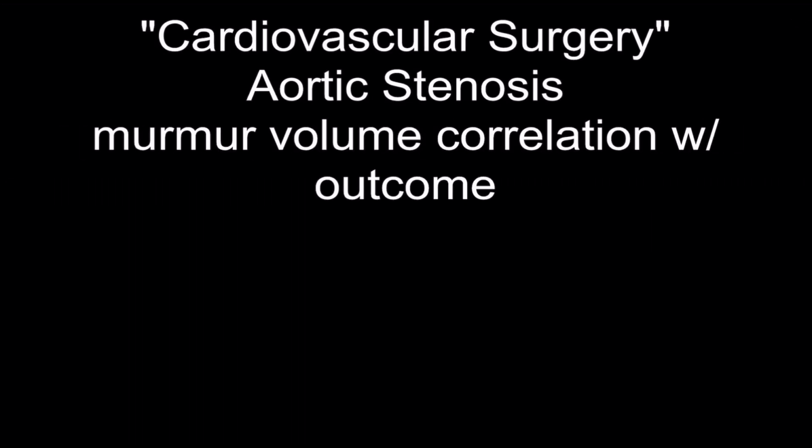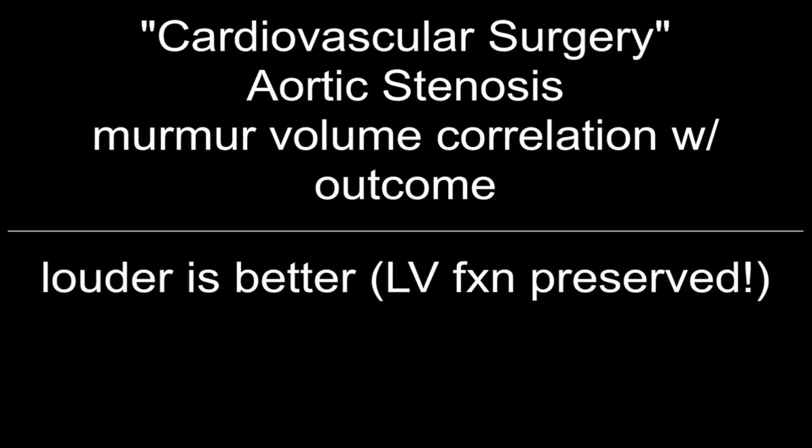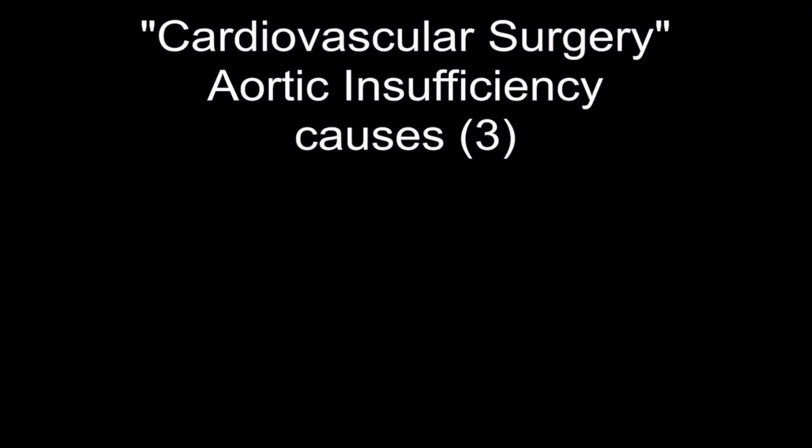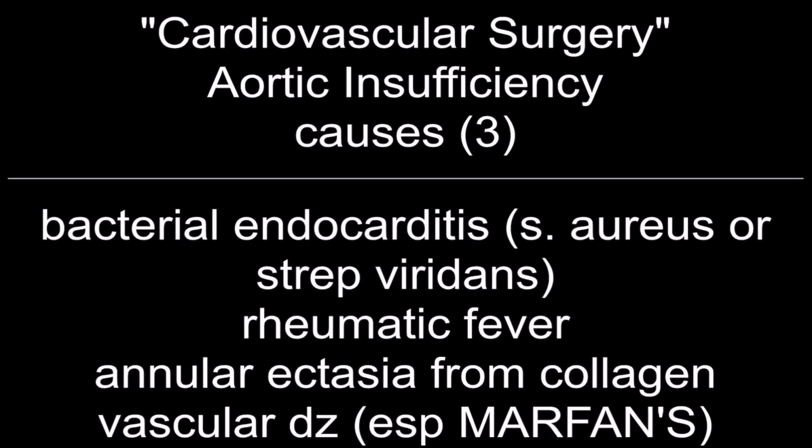Aortic stenosis murmur volume correlation with outcome: louder is better, meaning left ventricular function is preserved. Aortic insufficiency, what are the top three causes? Bacterial endocarditis, could be Staph aureus or Strep viridans. Rheumatic fever, annular ectasia from collagen vascular disease, especially Marfan's.